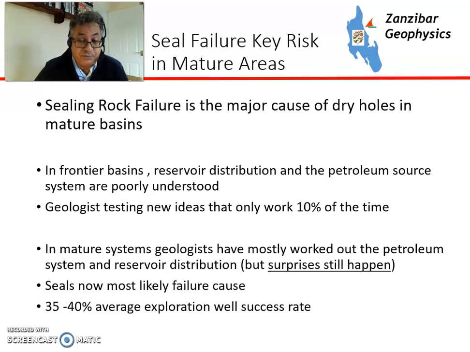In mature systems, we generally tend to have worked out the reservoir distribution, the structural styles, the petroleum system. We think we know what we're doing, but surprises still do happen. But seals are now the most likely cause for failing, for drilling dry holes. In a mature basin, about 35 or 40% of your exploration wells will be successful. So still, more than half, more than 60%, will fail.